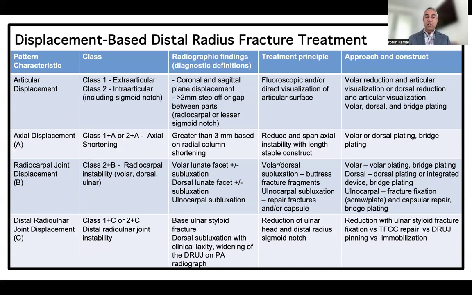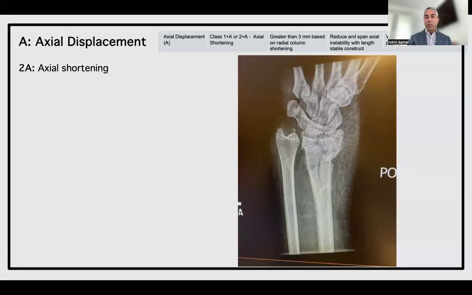And this then guides our treatment and guides how we very specifically create our construct to prevent future displacement. And then we look at the distal radial ulnar joint and evaluate that in terms of preventing continued instability and reducing that displacement. So I'll go through some examples. Here's an example of a 2A. So this is an intra-articular fracture, and there's axial shortening.